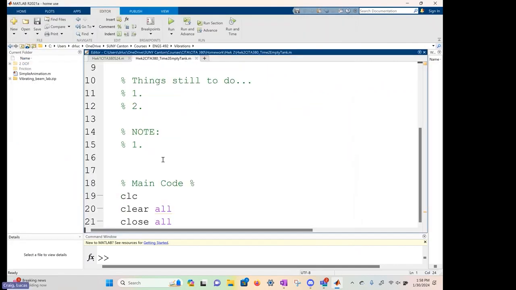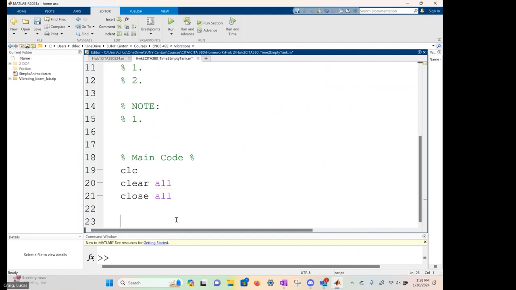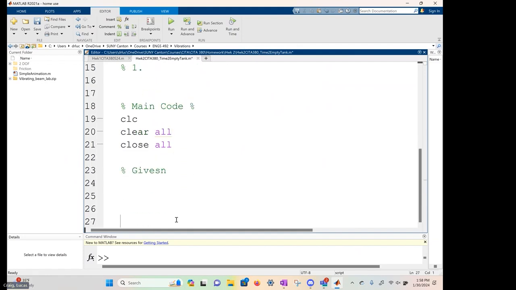So just save it, whatever, homework 2, time to empty. And then you can fill in that other stuff later. All right, let's do givens. DJ, 3 divided by 100, and we'll do meters. DT is 8 meters. G is 9.81.